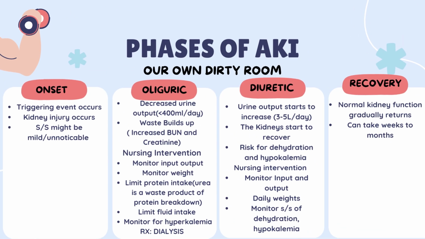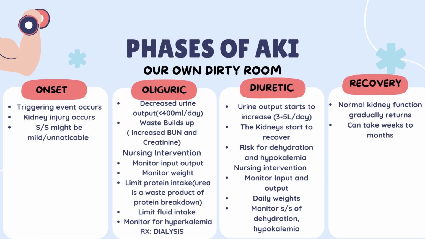Next, let's discuss the phases of AKI. An easy way to remember them is by saying "our own dirty room." Our for onset, on for oliguric, dirty for diuretic, and room for recovery. During the onset phase, a triggering event occurs that results in kidney injury. The signs and symptoms might be mild or unnoticeable.